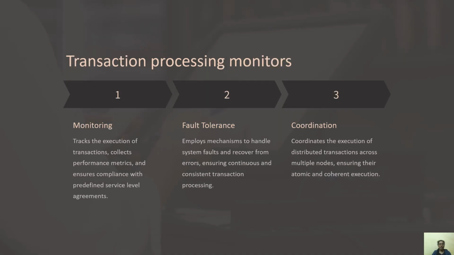Transaction processing monitors. We have monitoring, fault tolerance, and coordination. Monitoring tracks the execution of transactions, collects performance metrics and ensures the predefined service level agreements. Fault tolerance employs mechanisms to handle system faults and recover from errors, ensuring continuous and consistent transaction processing. Coordination coordinates the execution of distributed transactions across multiple nodes, ensuring their atomic and coherent execution.